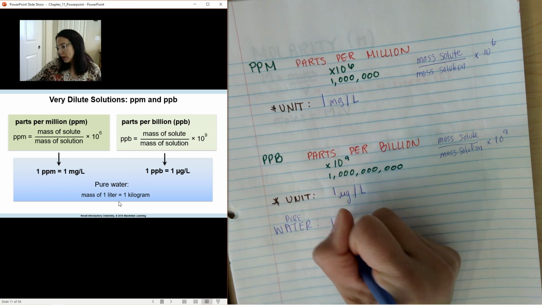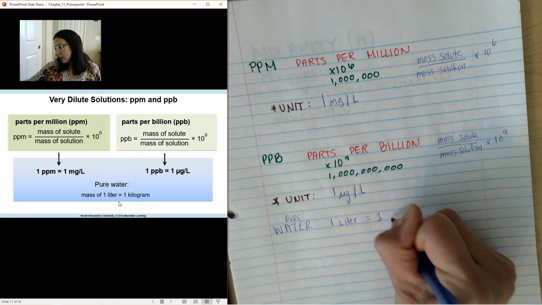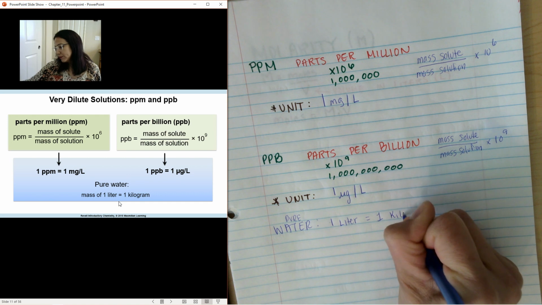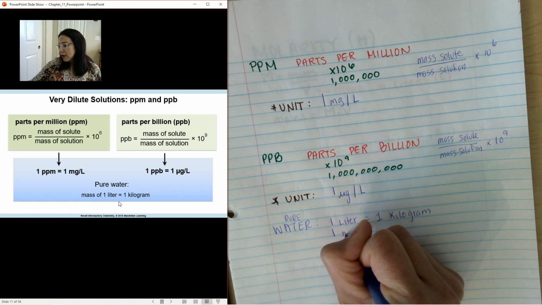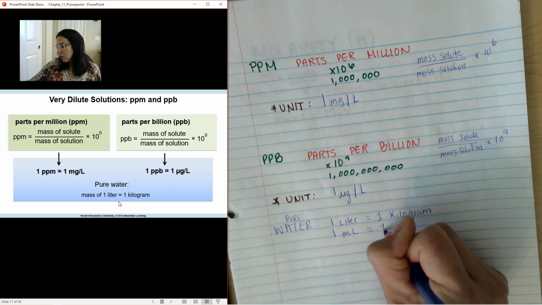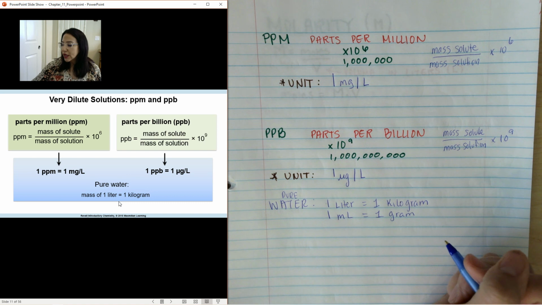So 1 liter is equal to 1 kilogram of water. And 1 milliliter is equal to 1 gram of water. So it's an equivalency. And how do we know this?